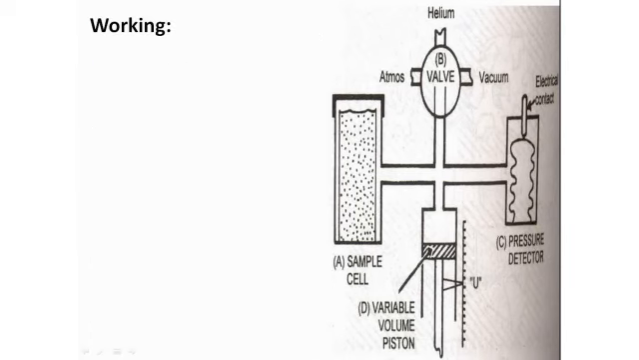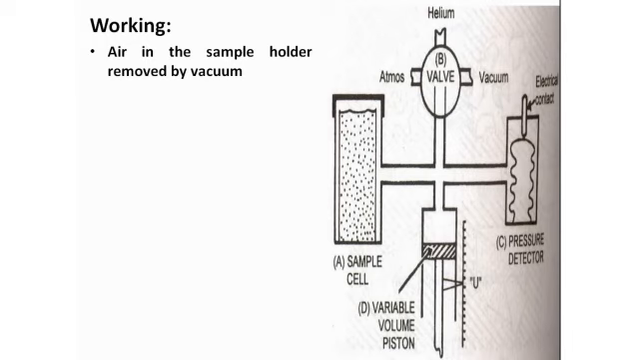Now let's see how it works. Simple. First of all, the air in the sample holder is removed by vacuum. So you remove the air by the vacuum, right? Now helium gas will be introduced into the valve.